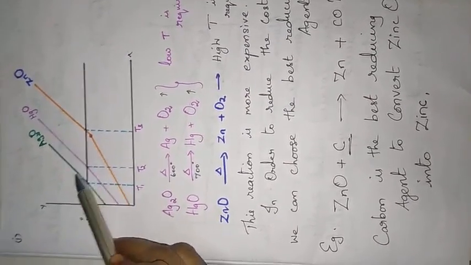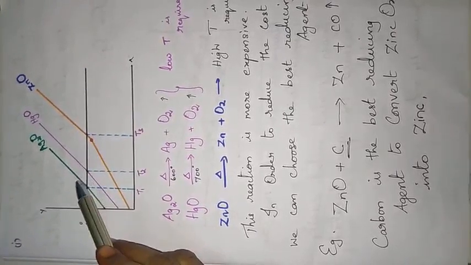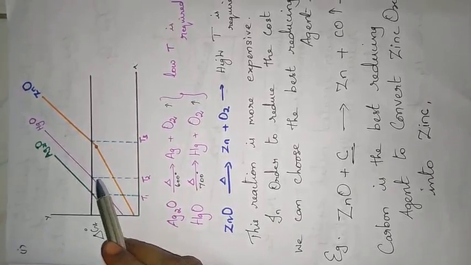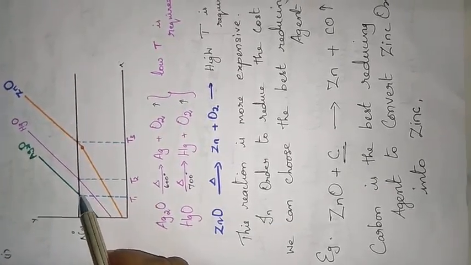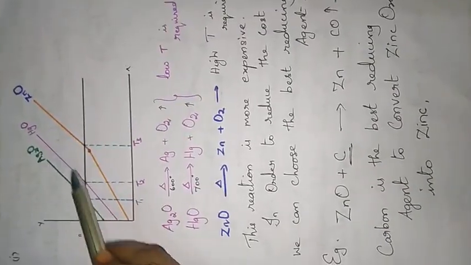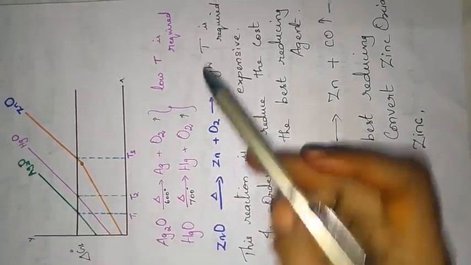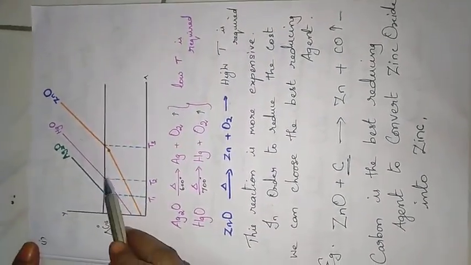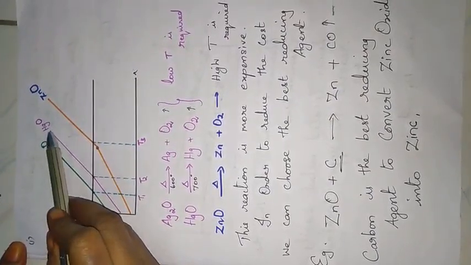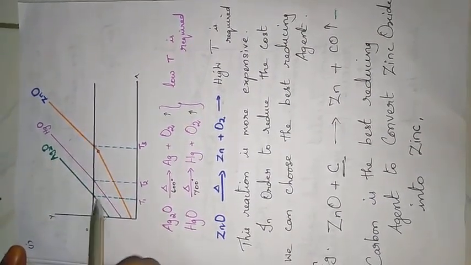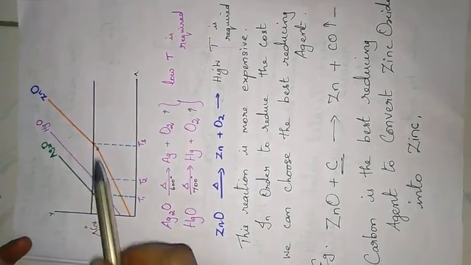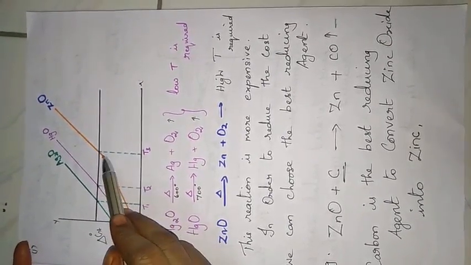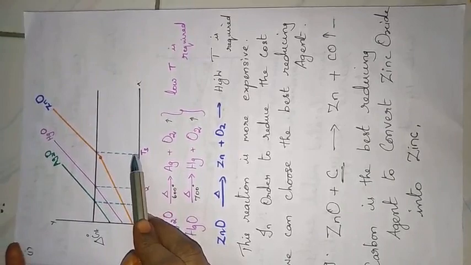So it means they have the highest positive value, so they are less stable. They can easily be reduced even at moderate temperature. So in the absence of a reducing agent, silver oxide and mercuric oxide are easily reduced. So a low temperature is required, T1 and T2. I denoted T1 and T2 for Ag2O and HgO because these two reduce easily at lower temperature. But zinc oxide is not like that, because zinc oxide needs a lot of temperature. It reduces at higher temperature, so it is more expensive.